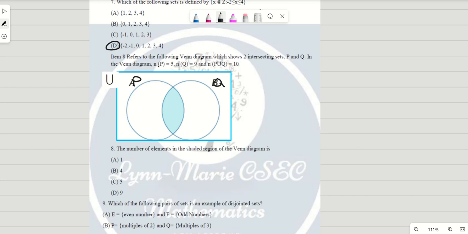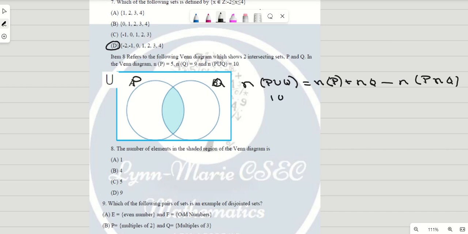They said the number of elements in the shaded region of the Venn diagram is, first off, the shaded region is the intersection. So before we even do anything, you think about this formula. The number of elements for P union Q is equal to the number of elements for P plus the number of elements for Q minus the number of elements for P intersect Q. So what do P and Q have in common, basically?